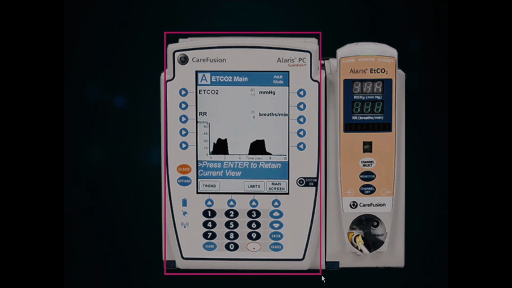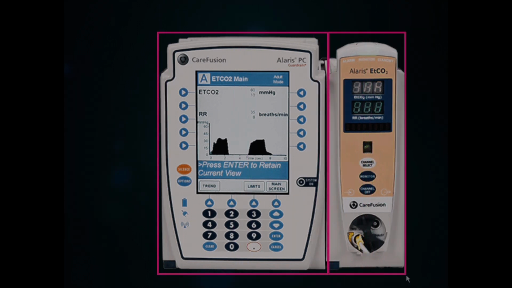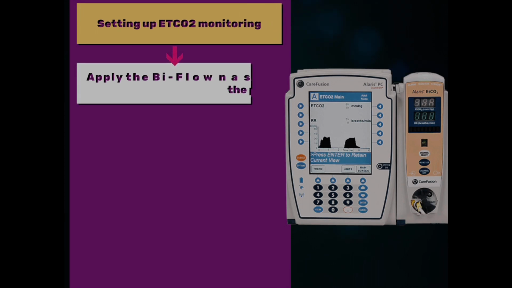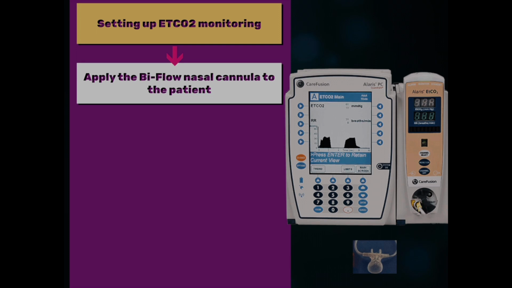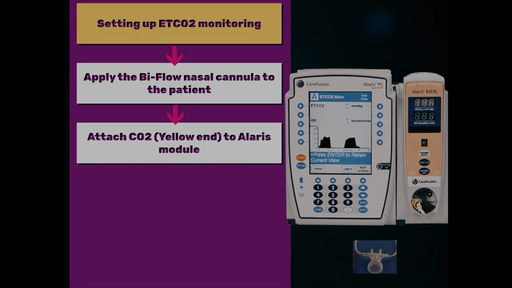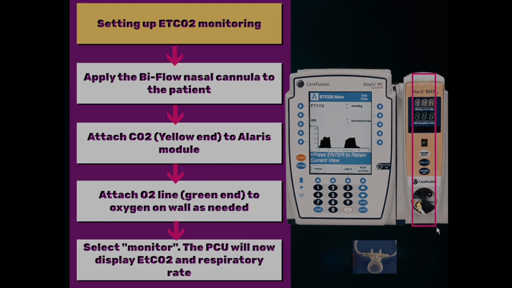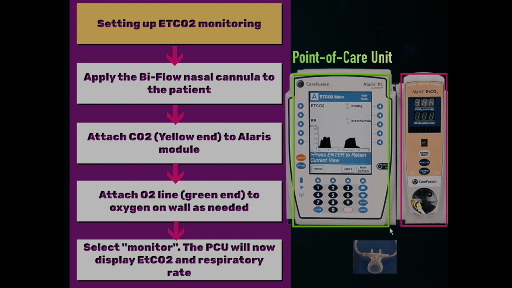With an Alaris pump, you can add the ETCO2 module to monitor a patient's ETCO2 levels. In order to do this, first, apply the bi-flow nasal cannula to the patient. Next, attach CO2 to the Alaris module. This is the yellow end. Next, attach the O2 line to the oxygen on the wall as needed. This is the green line. Lastly, from the Alaris pump, select the ETCO2 and switch to monitor. The PCU will now display the ETCO2 and the patient's respiratory rate.